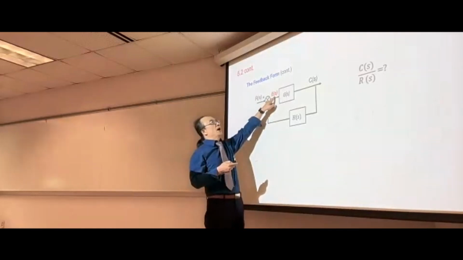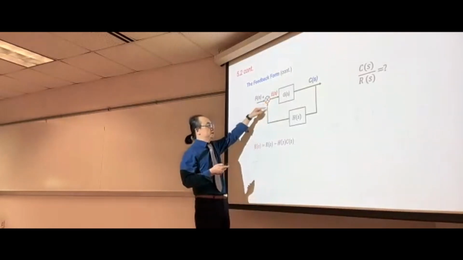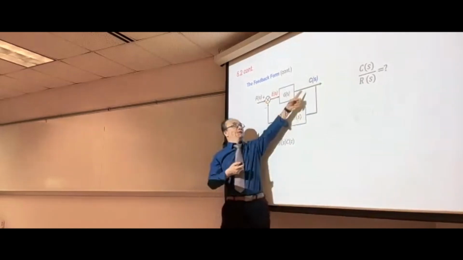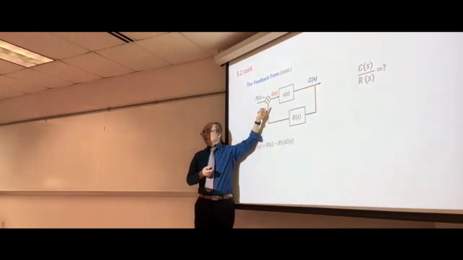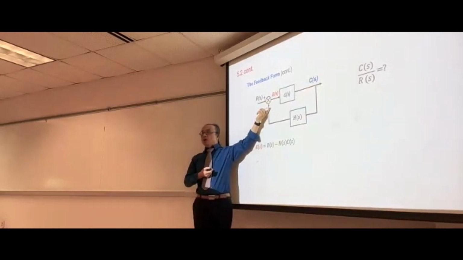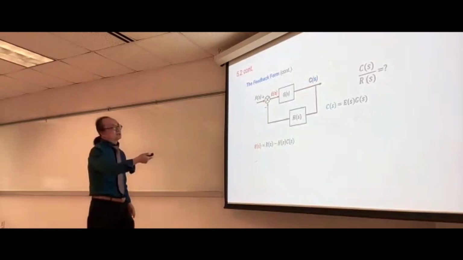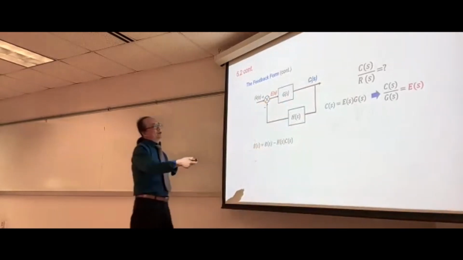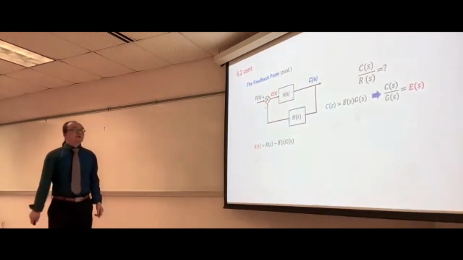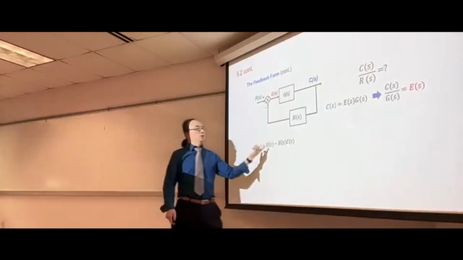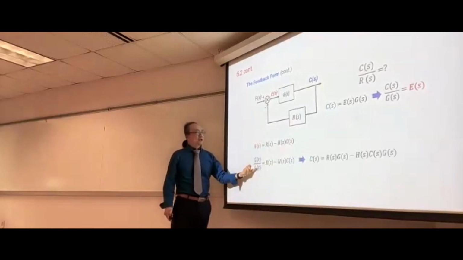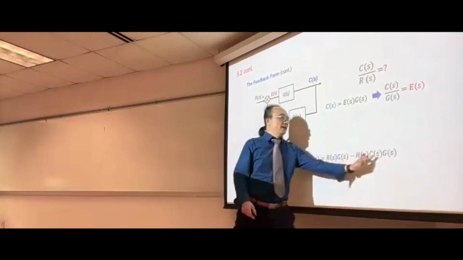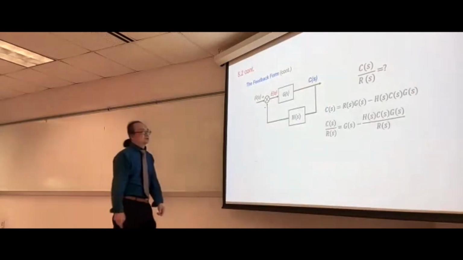So we'll find the expression for E of S first. E of S is R of S minus H of S times C of S, and we said we're going to deal with only minus for this class. And then we look at C of S. C of S equals E of S times G of S. Now we're going to solve for E of S so that I can set them equal to each other. When I do and sort it out, our objective is to get the C of S together and then G of S together.